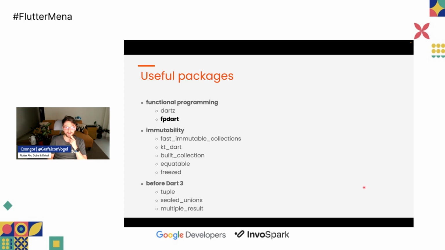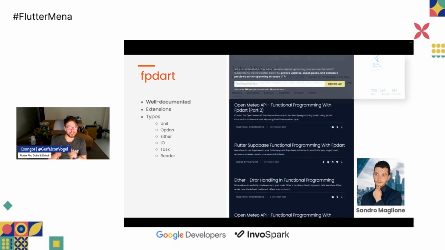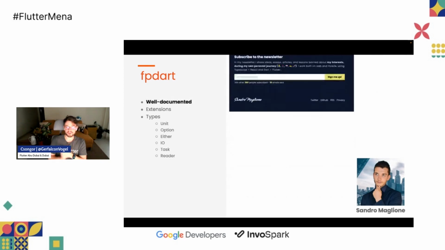But let's take a look at basically what fpdart provides us. fpdart is well-documented, super extensive, super rich in many language features and types. And on the left side, I just highlighted the most important ones you could use, especially in the beginning of your functional programming journey. The really good thing is that the creator of fpdart, Sandro Maglione, provided rich documentation which could also help anyone who wants to start a functional programming journey from scratch.